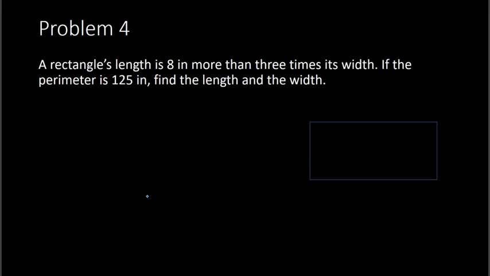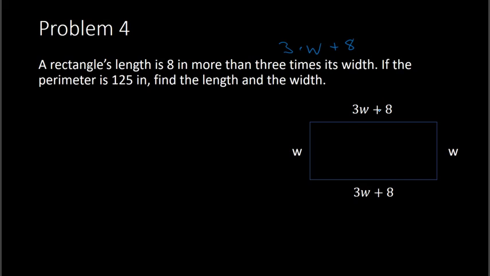So the width would be the same thing as the height. So the left and the right side would be your width. And in relation to that, the length is 8 inches more than 3 times the width. So if I take 3 times the width and add 8 inches more, that would give me the length. So the length would be 3 times W plus 8.